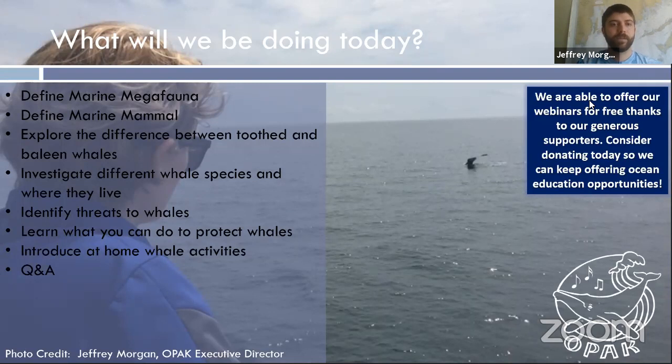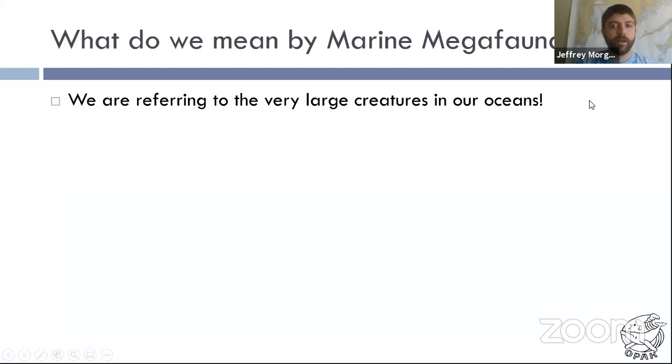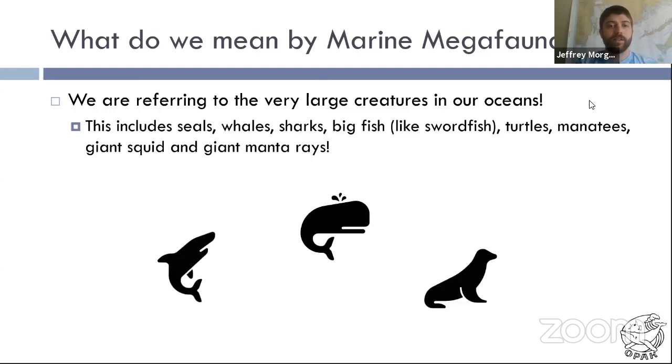All right. So what do we mean by marine megafauna? If you joined us for our pinniped workshop, this will look familiar, but we're referring to the very large creatures in our oceans. So these are our seals, our whales, our sharks, the big fish, which we're going to talk about on Thursday. So if you haven't registered for that webinar, please do so. These are also our turtles and manatees, giant squid, giant manta rays. So it's all the really big creatures in our ocean.